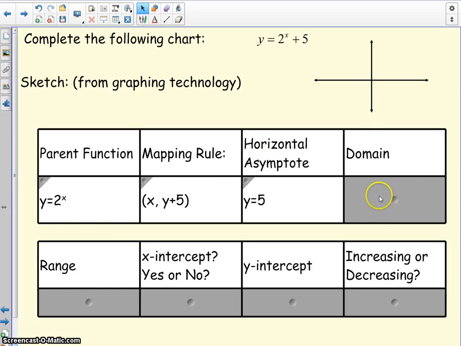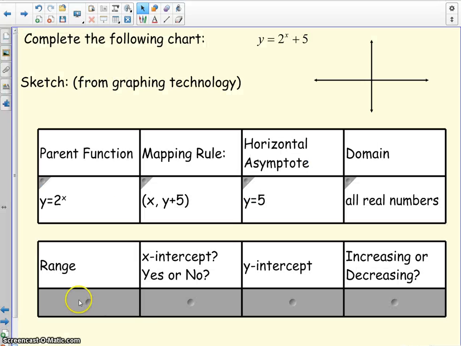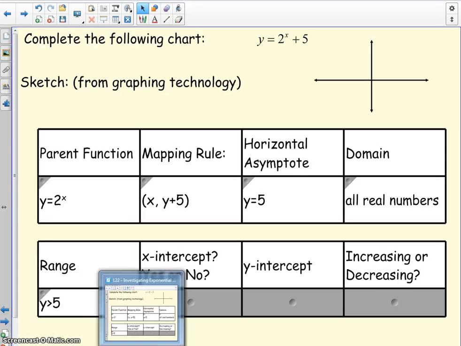We have a domain of all real numbers. This will be true for every exponential unless there's a real life restriction on the problem. If you look at our range, again from the graph here, you can see that any y value larger than 5 is possible. We will not say y can be equal to 5 because again it never actually touches the asymptote. So our range will be y is greater than 5.